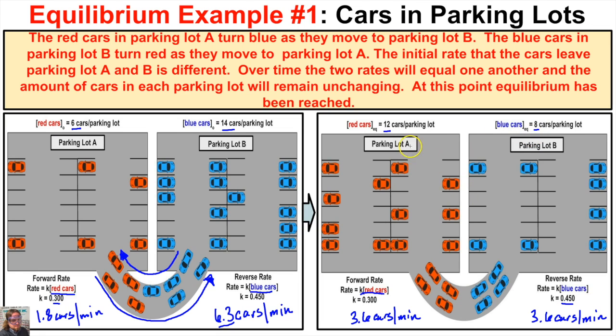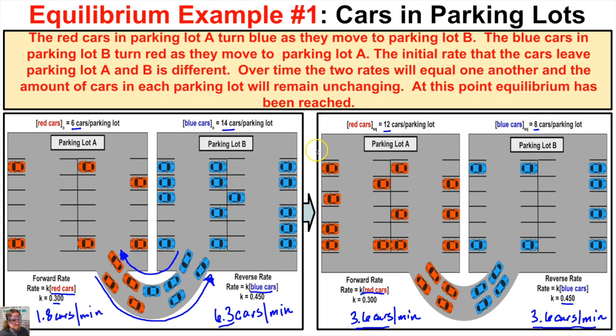So understand that concept, and we can apply this same concept to chemical reactions where we have reactants here, the red cars, changing into products here, the blue cars, and products here, the blue cars, changing into reactants here, the red cars. So understand how equilibrium works. Equilibrium is a condition a chemical reaction has reached when the rate of the forward reaction equals the rate of the reverse reaction, and the concentrations of those reactants and products will remain unchanged.